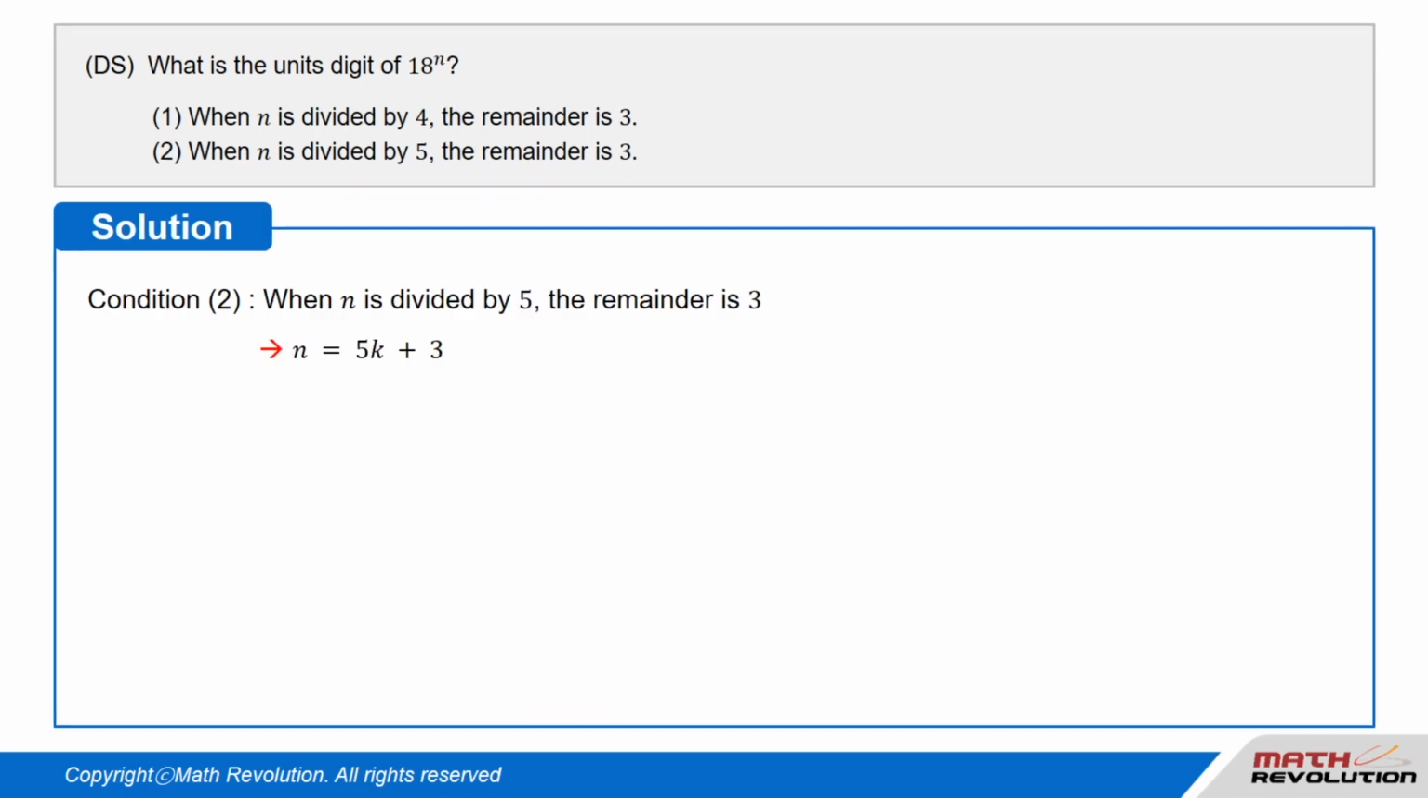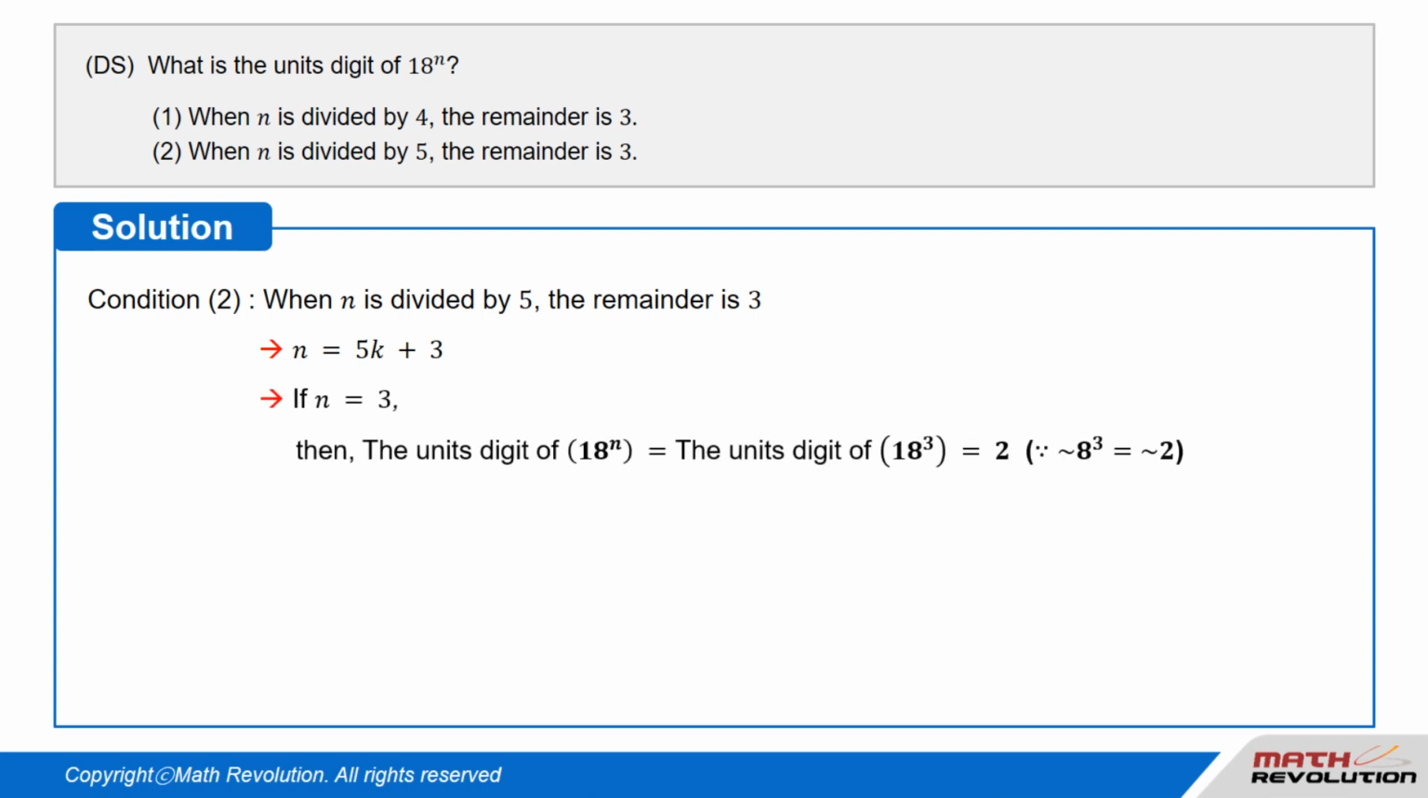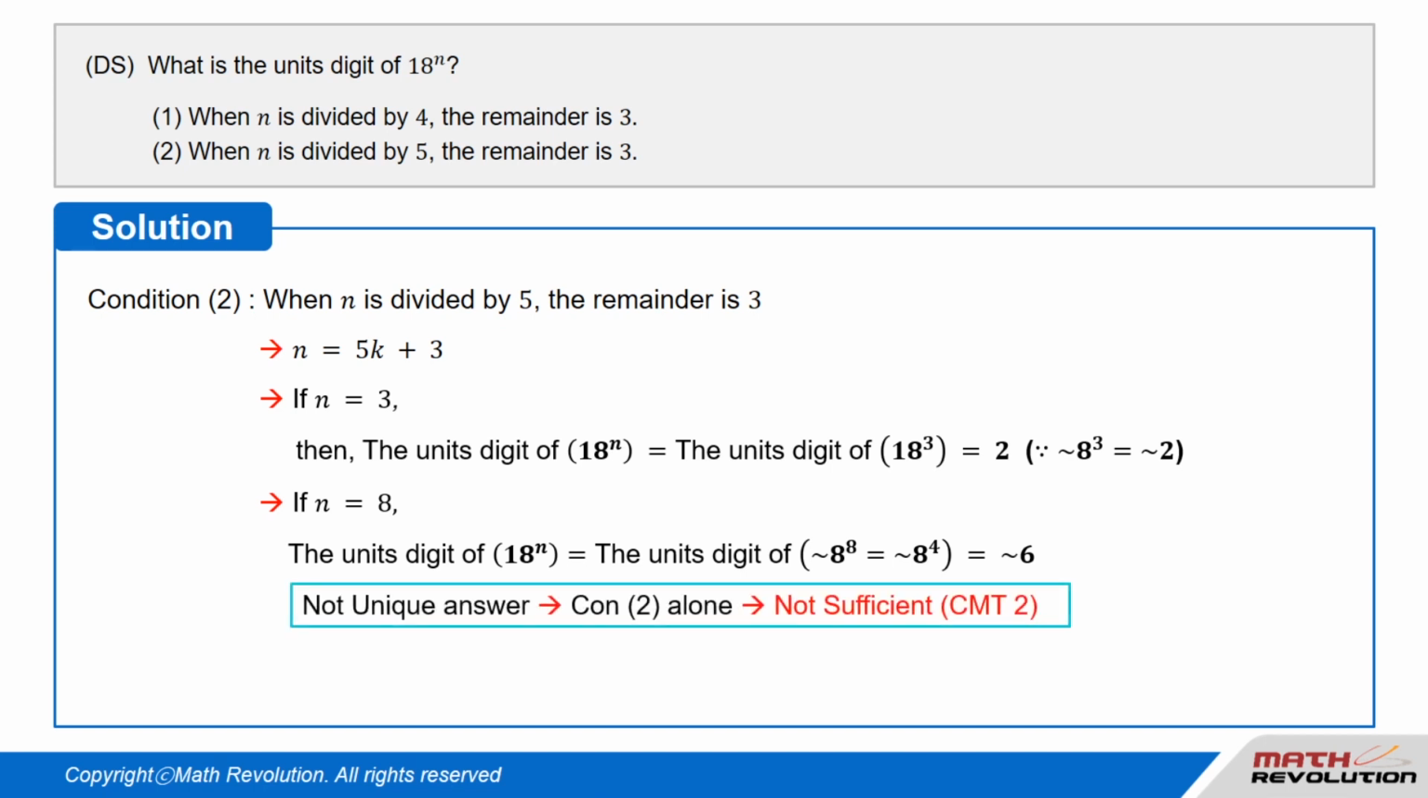Condition 2 tells us that when n is divided by 5, the remainder is 3. Thus, n equals 5 times k plus 3. If n is 3, then the units digit of 18 to the power of n will be the same as the units digit of 18 to the power of 3, which is 2, since 8 to the power of 3 equals 2. However, if n is 8, then the units digit of 18 to the power of n will be the same as the units digit of 8 to the power of 8, which equals 8 to the power of 4, which equals 6. Thus, this condition has no unique answer, and is not sufficient by GMAT, which states that the number of answers must be 1.